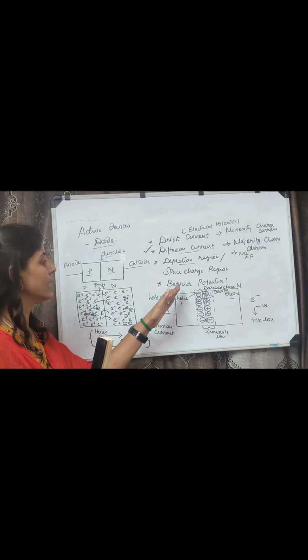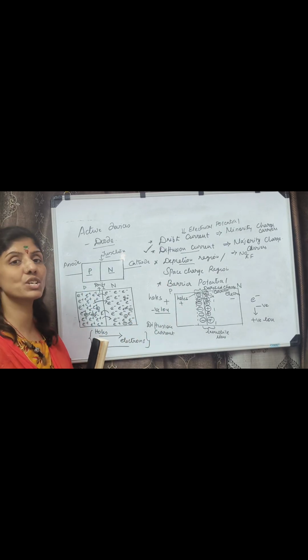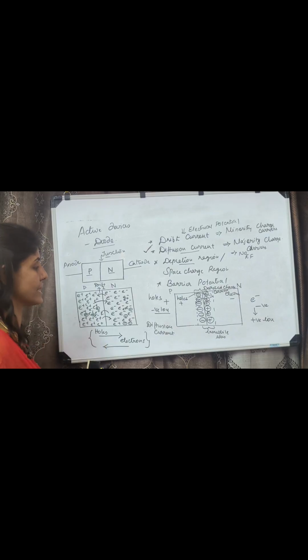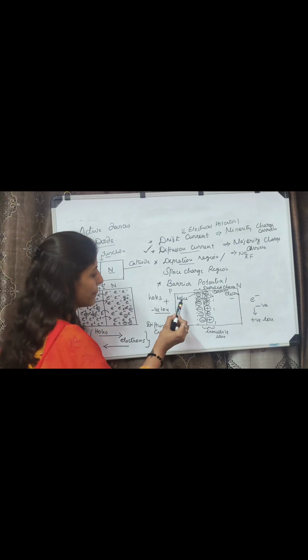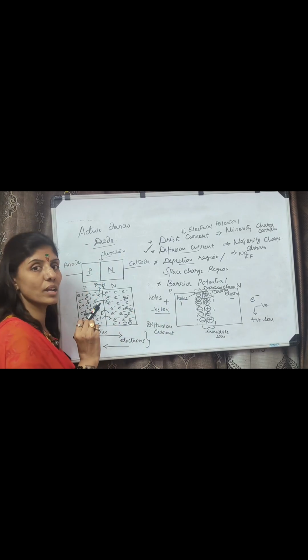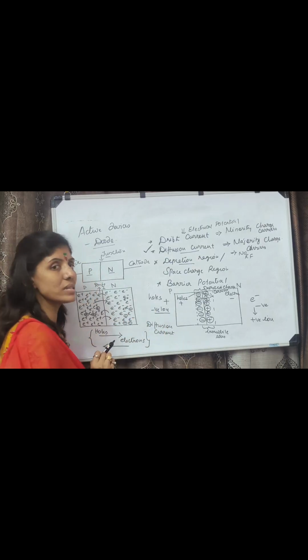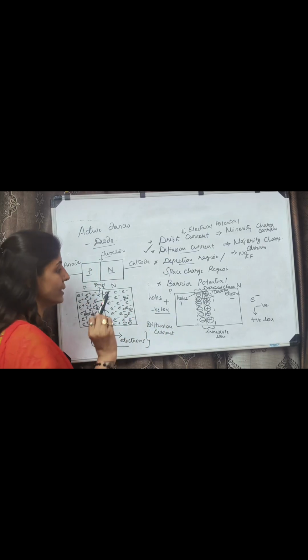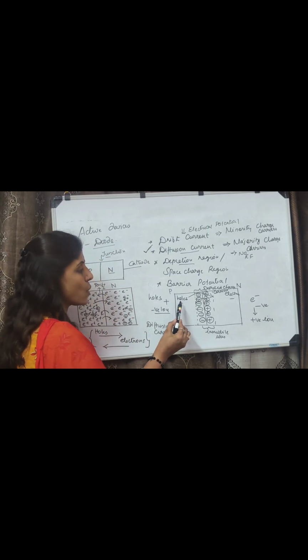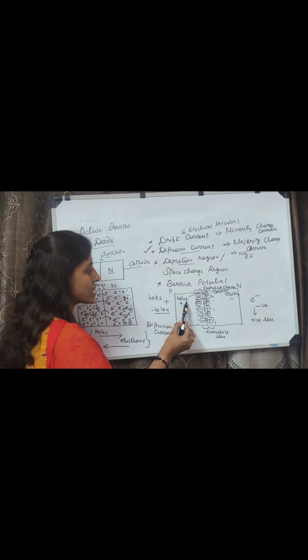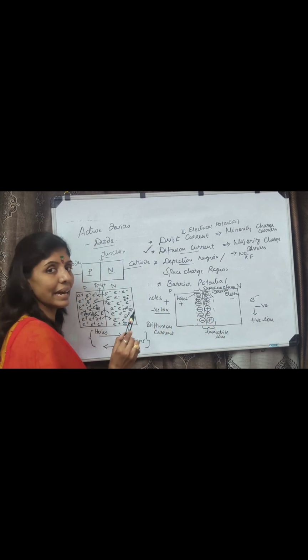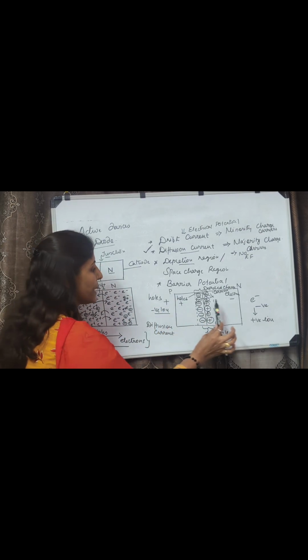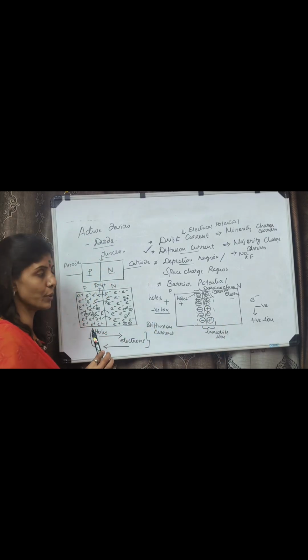Next, come to the next concept. What is your next concept? Barrier potential. See, remember, in the P region, which are the majority charge carriers? Holes are the majority charge carriers, right? Where do these holes have to move? These holes have to move to the N region, because this PN should be equally distributed.